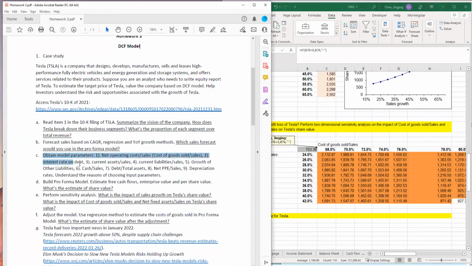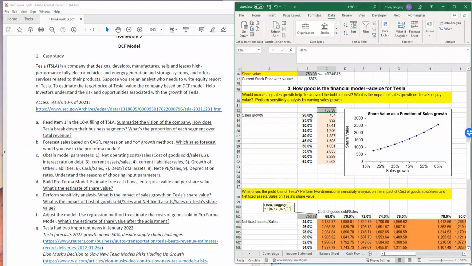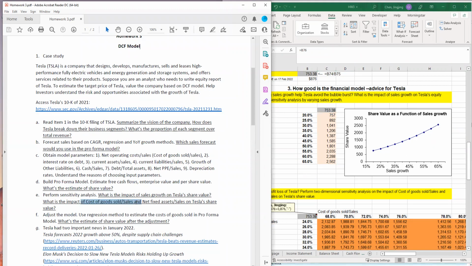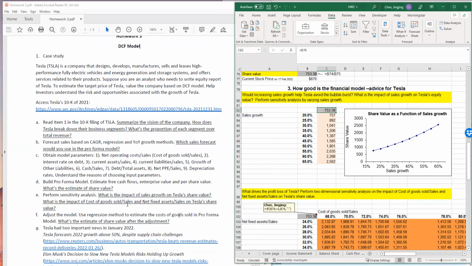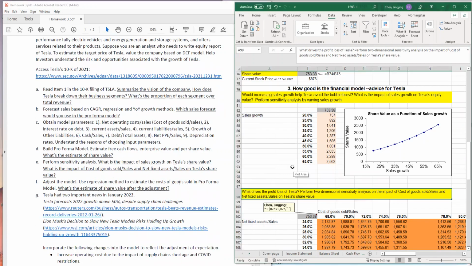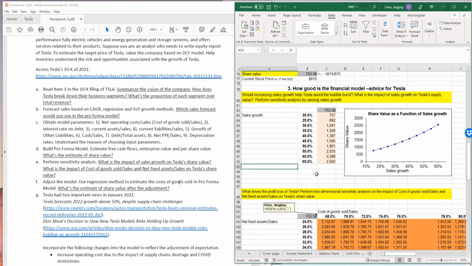Okay, now we have completed question C, and we have calculated the estimates for share value and also performed the sensitivity analysis. So then you can provide your own analysis based on the sensitivity analysis, comment on the relations of sales growth, and evaluate its impact on the share value, and also comment on the impact of cost of goods sold over sales and net fixed asset over sales. Based on these two sensitivity analyses, you should be able to figure out what drives the profit and loss of Tesla. So I'll leave this part to you for you to provide some of your insights here.